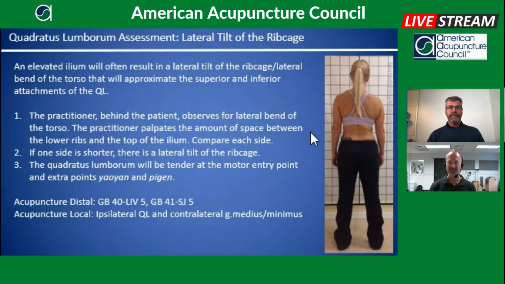So you don't always have to see an elevated ilium with it, but frequently you'll see these two go together, elevated ilium and lateral tilt of the rib cage. This particular person was a massage therapist, so she leans a lot with her right arm, in terms of using pressure with her right arm quite a bit. So you can see how that would have a propensity to shorten that right side.